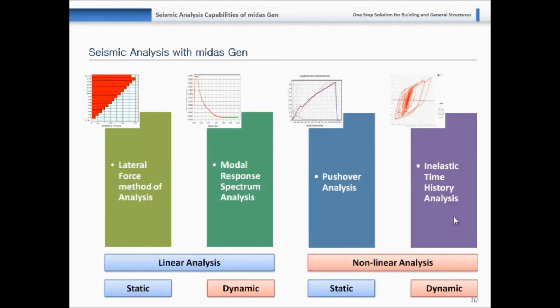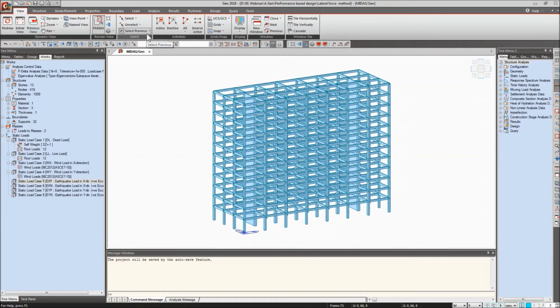Coming to seismic analysis with Midas Gen, these are the 4 seismic analyses that can be performed in Midas. In linear analysis, we have both static and dynamic, and for nonlinear analysis, static and dynamic are also available. It is a user-friendly program with ribbon menus, tree menus and message windows, making it very intuitive. Now this is a general building model that has been generated, and on this we can apply static earthquake loadings in the x and y directions with positive and negative eccentricities.